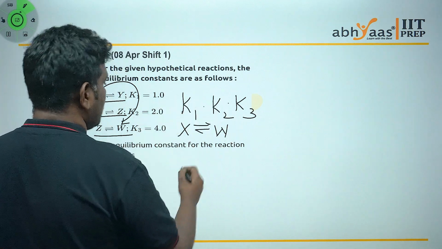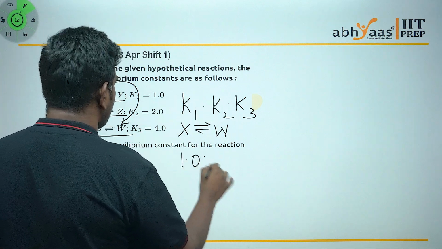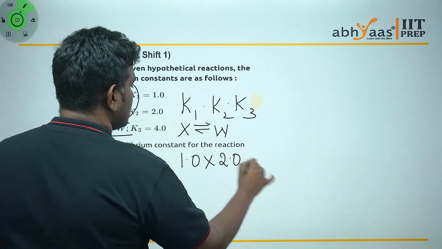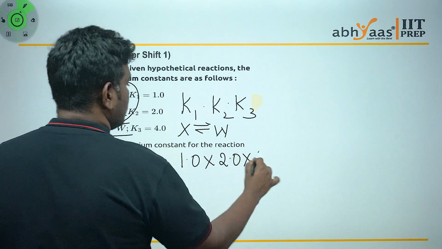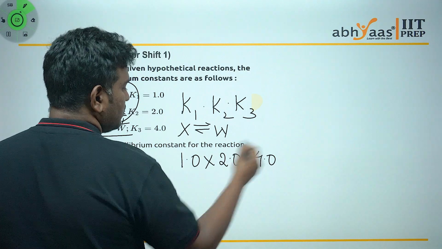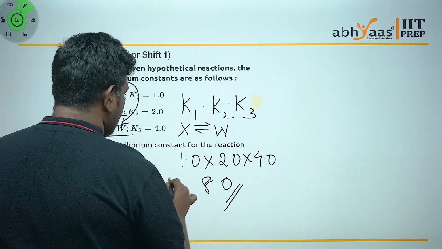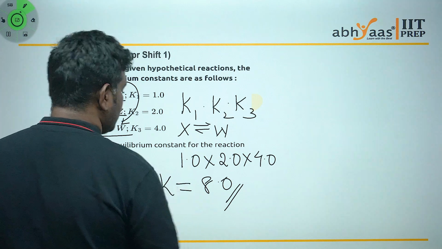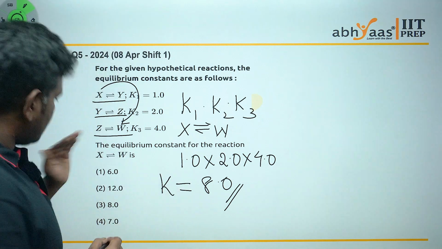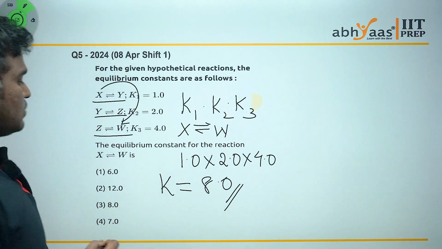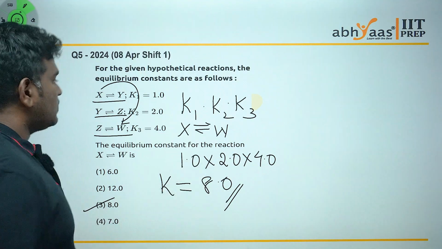You just take these values. What is K1? 1.0, into 2.0, into K3, which is 4.0. So 1 into 2 into 4, what is that? 8.0. So the K value for X giving W is actually 8.0. So this is your answer.